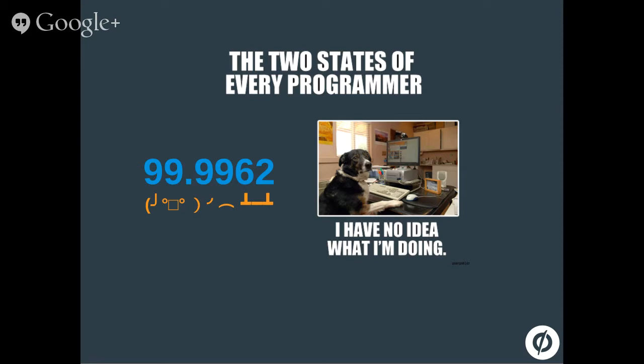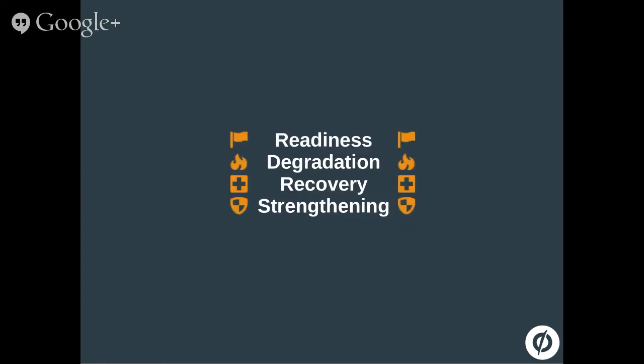So in the process of building this new software, we've met some issues, and we've put some practices in place, and this is what I'm going to detail now. Basically, I'm going to talk about the different things we've done around these 4 main axes of readiness, graceful degradation, recovery, and then strengthening of the application.